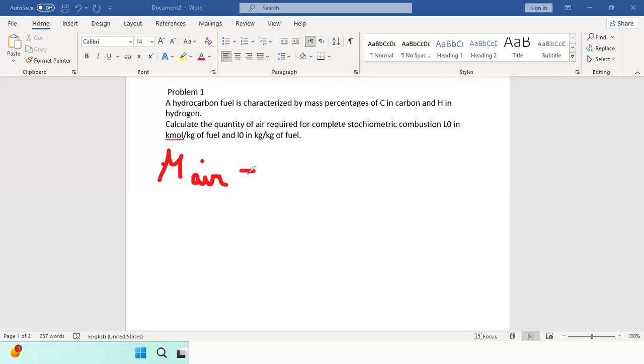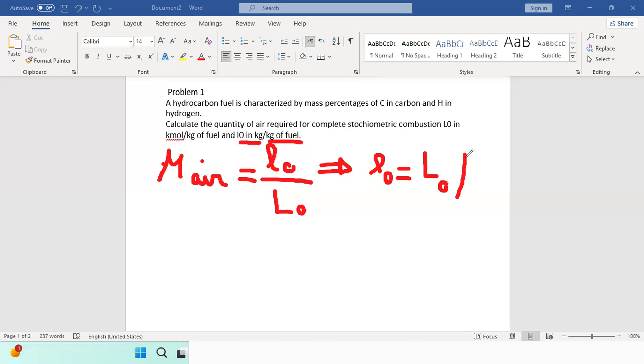So if we know the molar mass of air, we can say that the molar mass of air is equal to the mass of air required, which I named L0, over the number of kilomoles. So we can deduce that if we want to determine the quantity in kilogram of air per kilogram of fuel, we just have to multiply the number of kilomoles by the molar mass of air. The molar mass of air is very close to 29, so it's around 29 or 28.9.